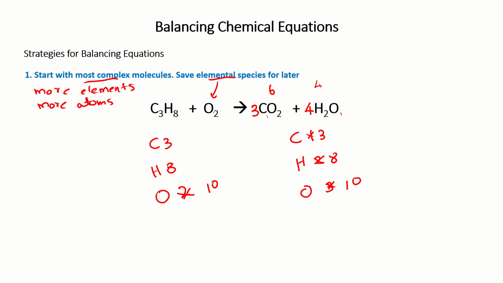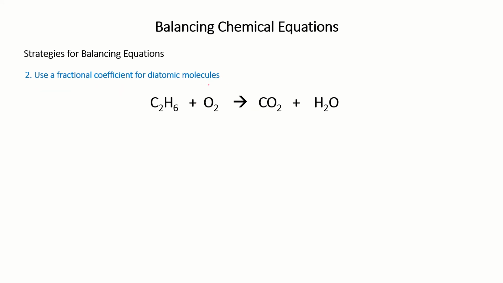Divide this 10 by 2, which will lead you to a 5. Troubleshoot: 5 multiplied by 2, you get 10. Now check if you have all these numbers balanced out on both sides. Now this equation is balanced. So this is balancing by looking at the most complex molecule first and saving the elemental species for later.